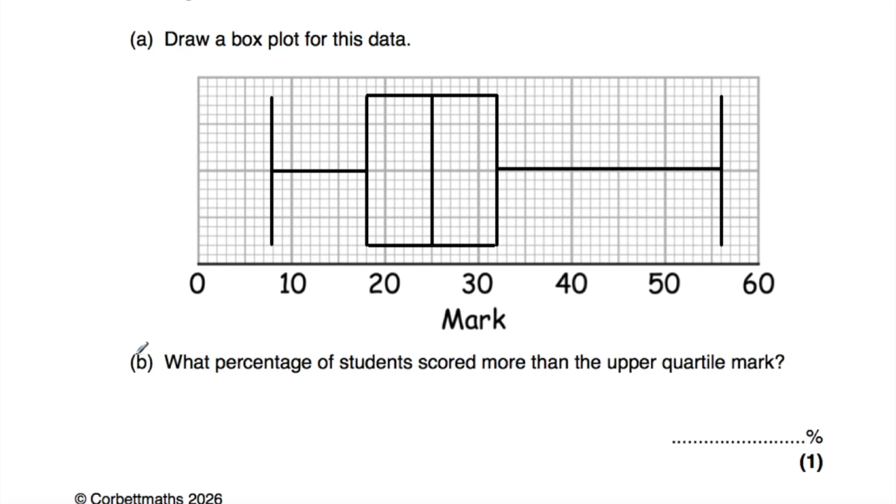And then if we go on down, part B says what percentage of students scored more than the upper quartile mark. So the upper quartile was 32, so it wants to know what percentage of students got over 32 marks.